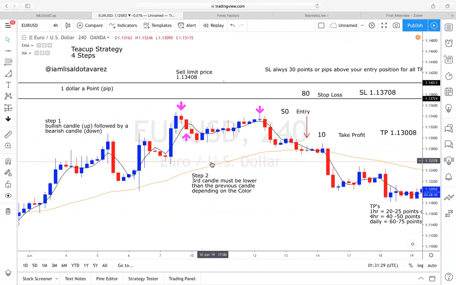All right, so step number two, third candle must be lower than the previous candle depending on the color. First step, bull candle, which is the up candle, followed by the bearish candle, which is the down candle. That's step number one. Step number one includes the first two candles, 1, 2. Step number two includes the third candle, right? We're going to match colors.